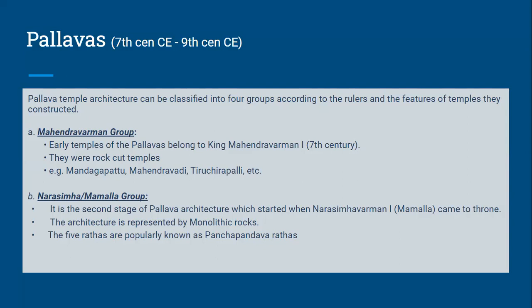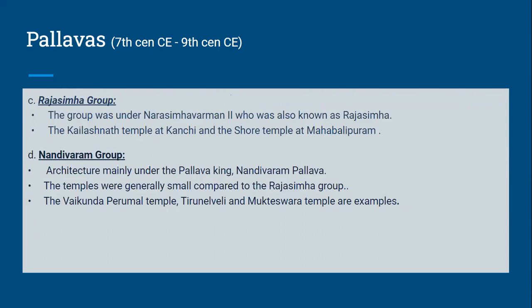Remember that the first group does not represent the typical Dravida style of temple architecture. They are basic temples which are called mandaps. From the second group onwards, we see the beginning of the Dravida style of temple architecture. Then the third group is called Rajasimha. His original name is Narasimha Varman II, and he is also known in history as Rajasimha, and his two temples are very famous.